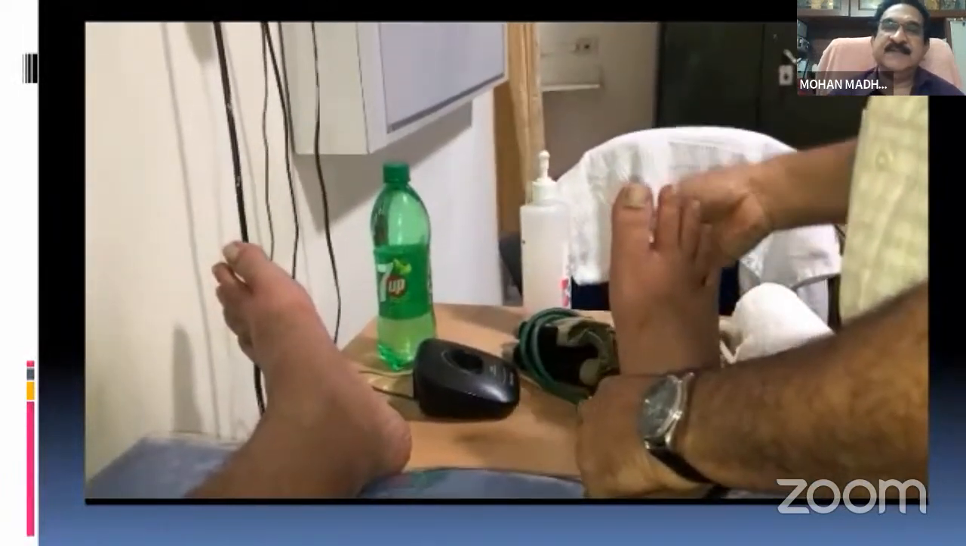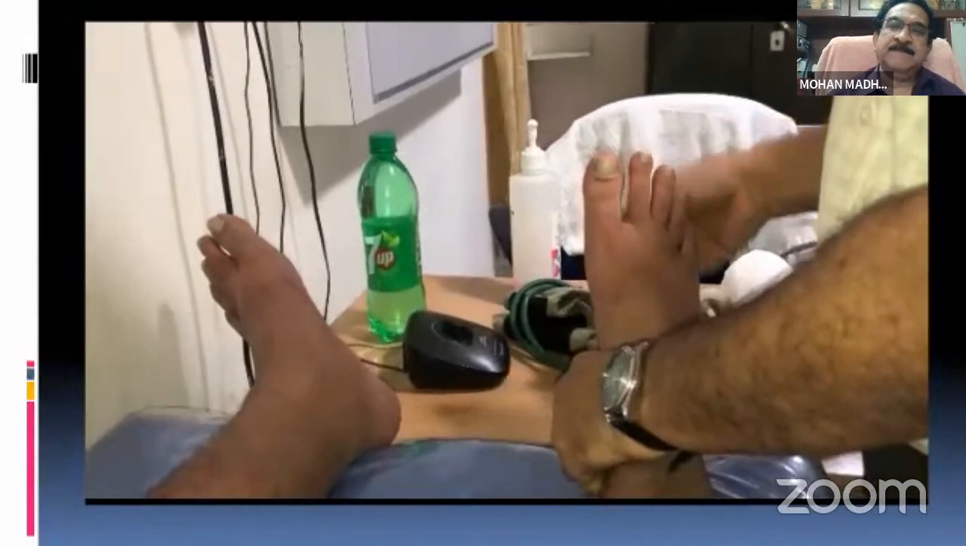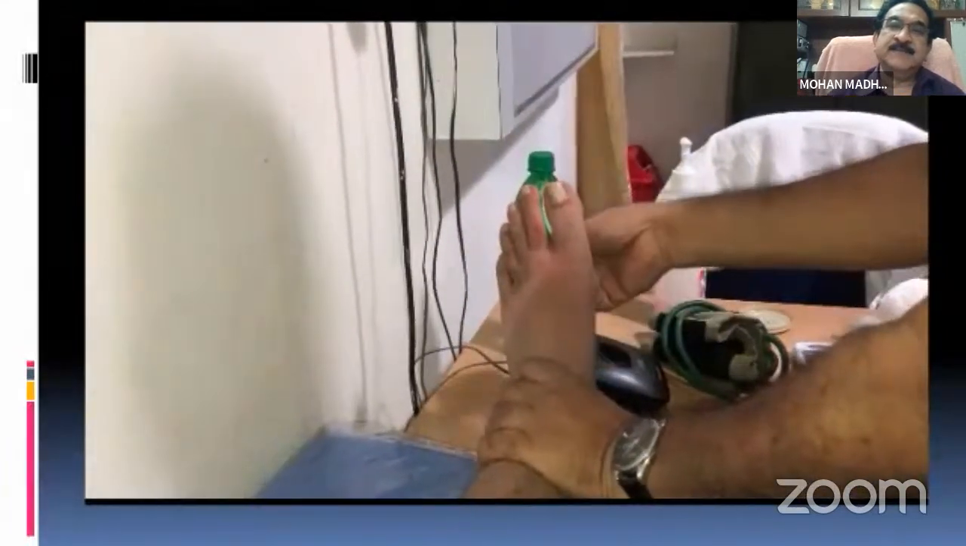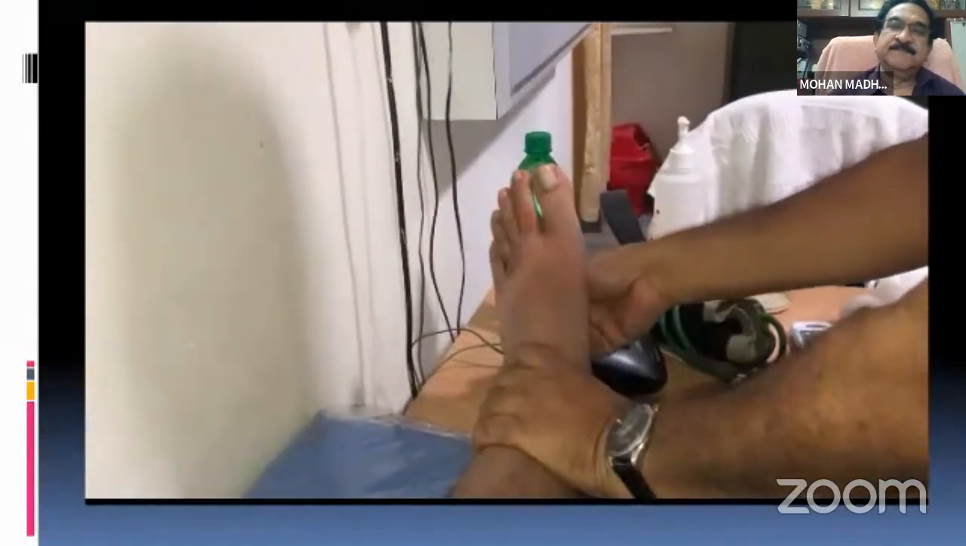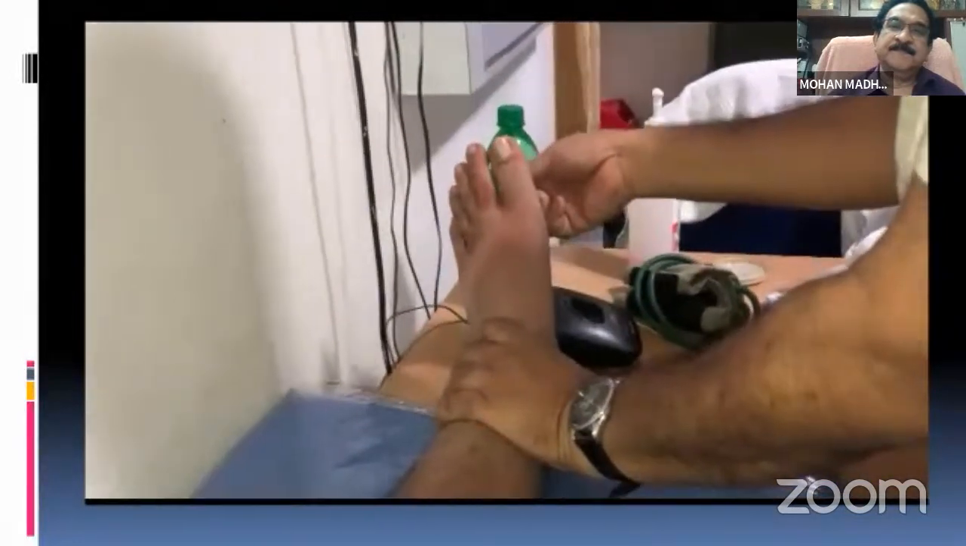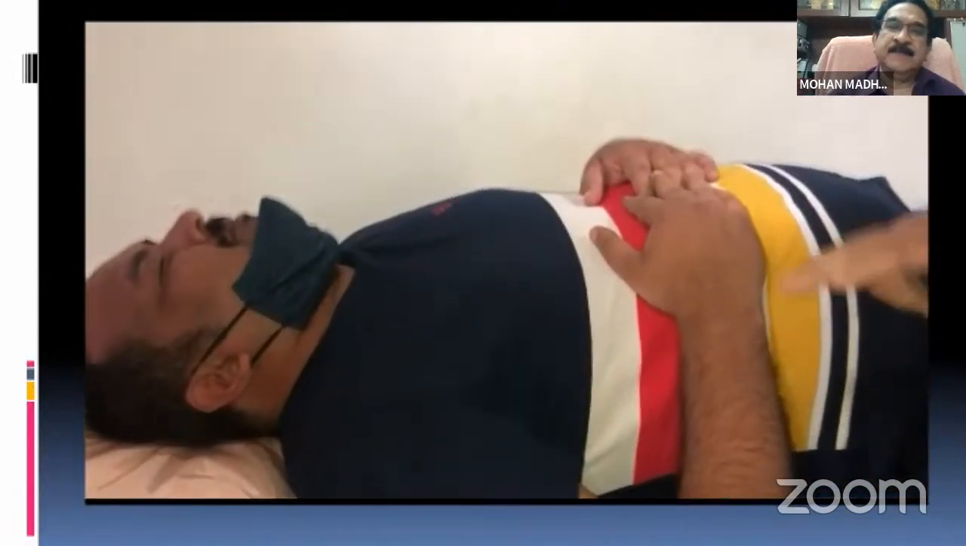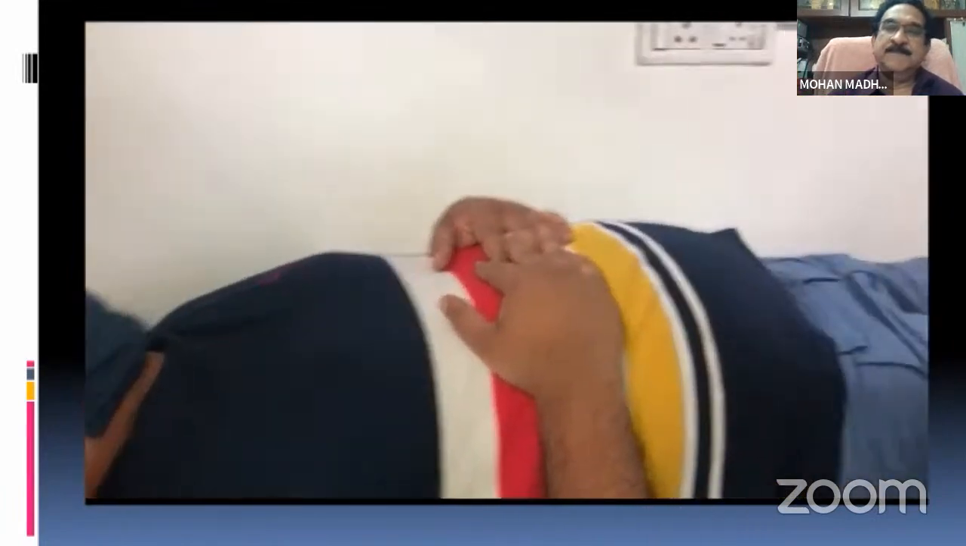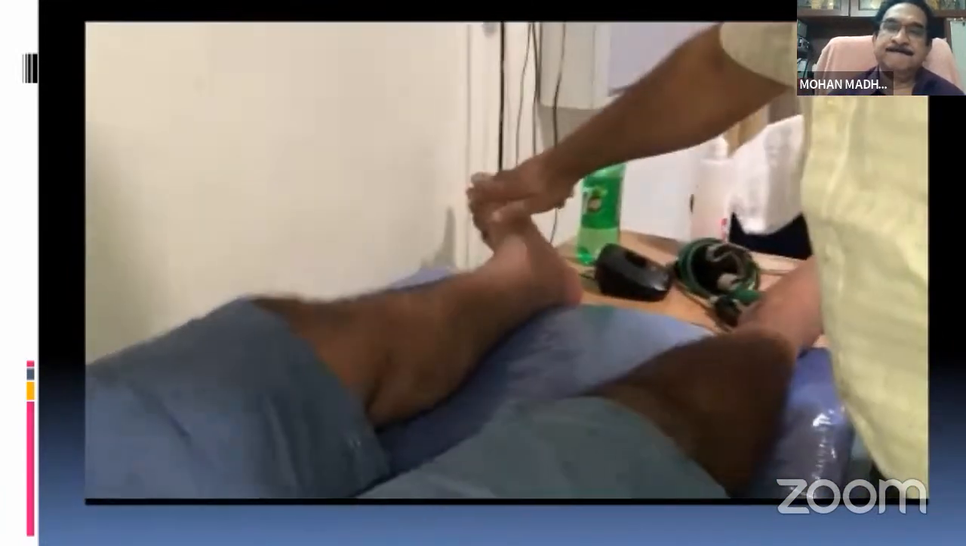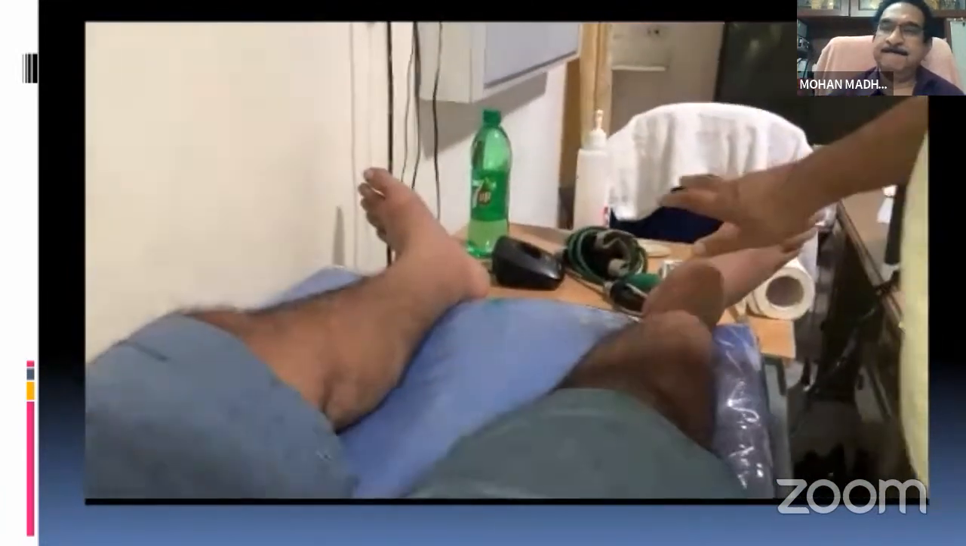Plantar is definitely... sorry, it was upgoing on the left side. The sensation is all normal. Very good. Therefore, is there any vibration?